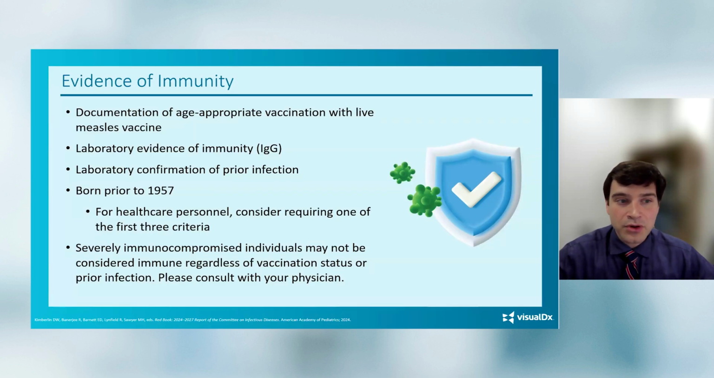We define evidence of immunity to measles as having documentation of age-appropriate vaccination with the live measles vaccine, having laboratory evidence of immunity, laboratory confirmation of prior infection, or anyone who was born before 1957. Severely immunocompromised individuals may not be considered immune regardless of their prior vaccination status or prior infection. So if you may have an immunocompromising condition, you may want to discuss with your physician whether you would really be under this category of severely immunocompromised in regards to your immune status to measles.